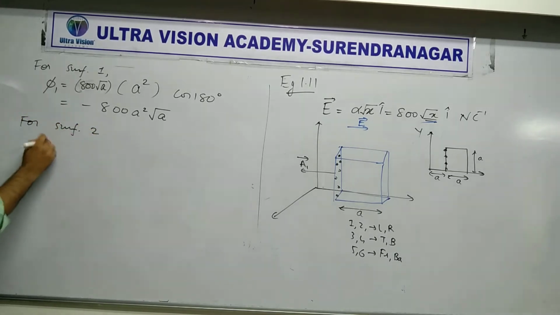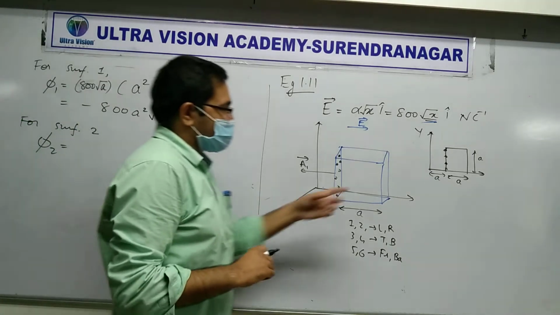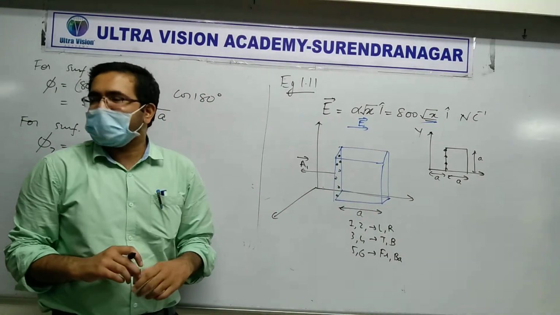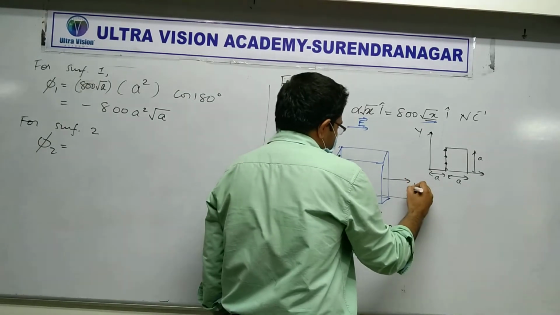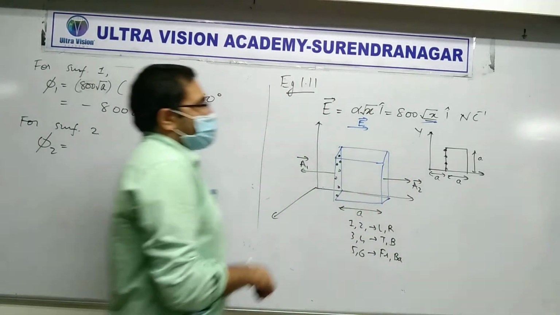For surface 2, phi 2, where's the area vector? For the second one, here, on the right side. Very good. Can you hear it?